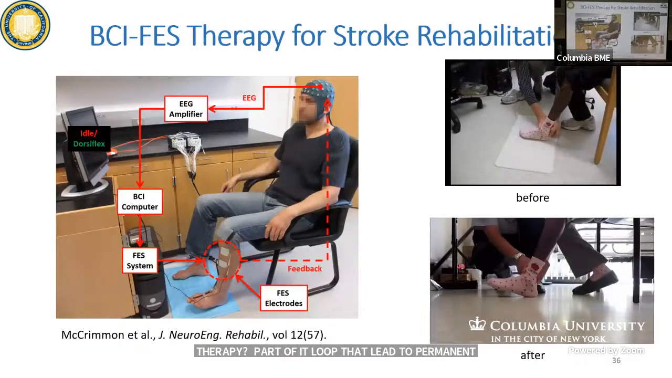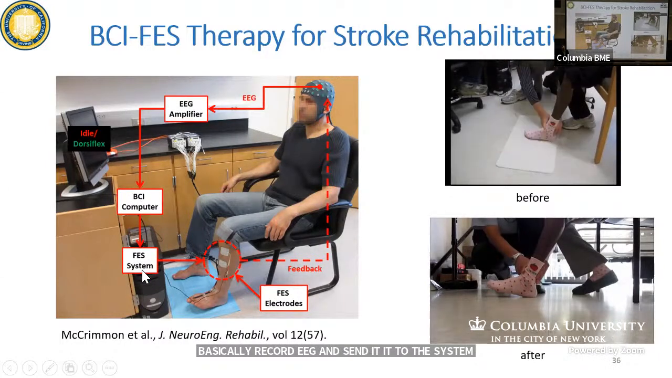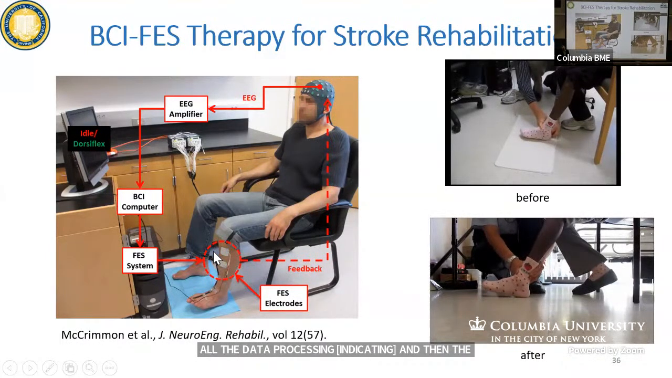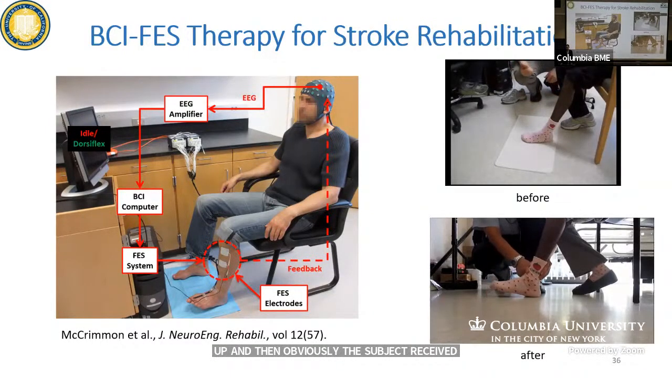So here's a cartoon. We didn't have a good picture of the system, so I actually posed here. Even though my face is blurred, I think you can still recognize me. Basically, we record EEG, we send it to a system of amplifiers, optically coupled to a computer that does all the data processing. And then the computer decides whether to stimulate the tibialis anterior muscle. In doing so, the foot will go up. And then obviously the subject receives feedback, right? Because you can feel that action or even the electrical stimulation passing through. So the whole system runs in a loop.